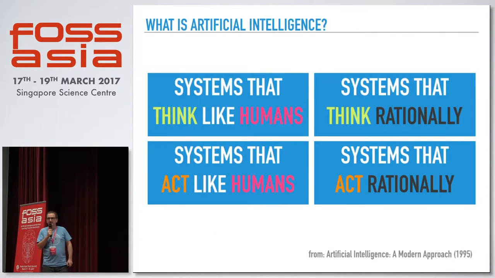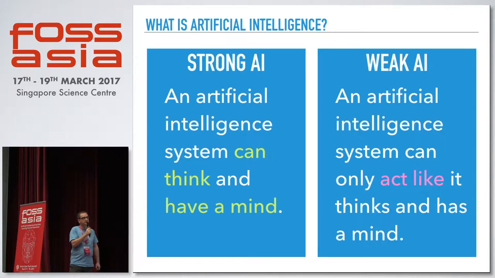There are many definitions, and this morning we already heard what the definitions of artificial intelligence are. And here are some more. Artificial intelligence is if a system can think like a human or act like a human, or if we don't compare it with human, act rationally or think rationally. So what does that mean? We distinguish two different opinions, which are called strong AI and weak AI. The strong AI says that if we create a thinking machine, then it actually has a mind and it's actually thinking. And the weak AI thesis says it's just acting like it has a mind and it's acting like it's thinking. It doesn't really have a mind.